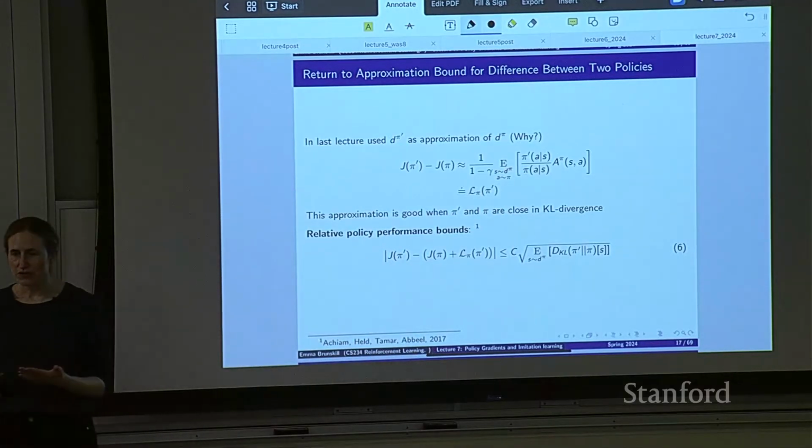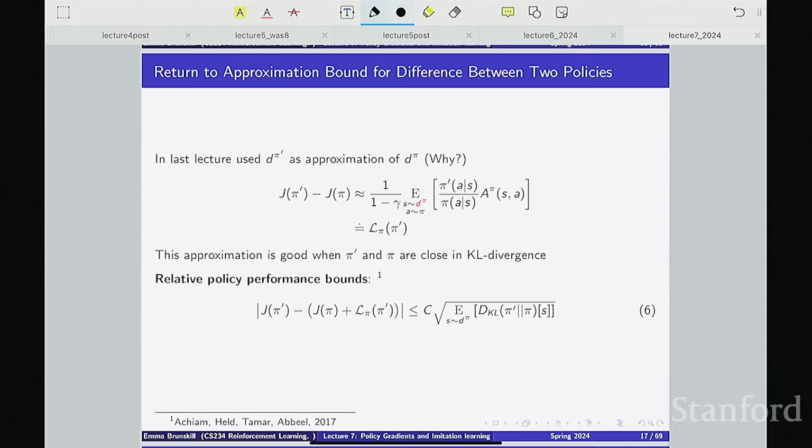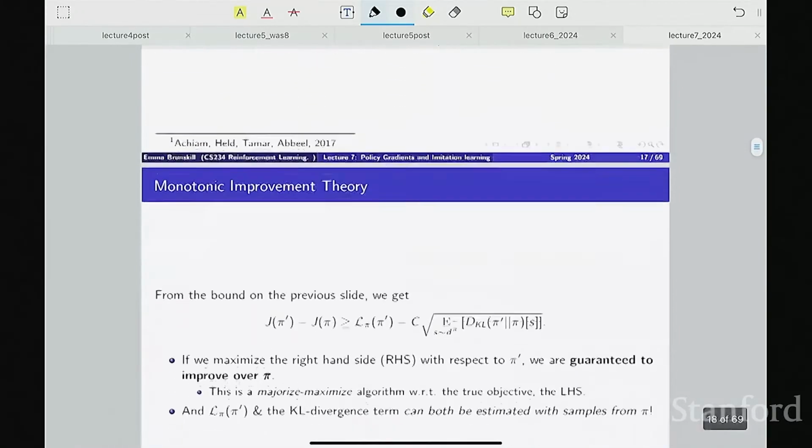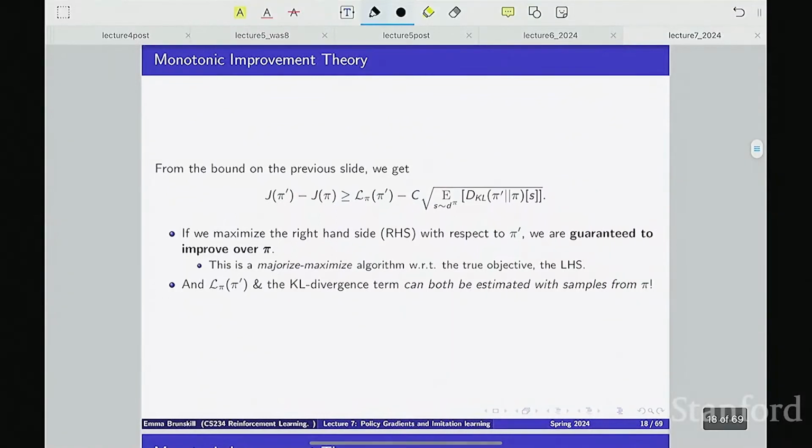And what was proven was that if your two policies have a close KL divergence in terms of the actual actions they take, then you get this bound on performance. Okay, so it said this approximation is not too bad. And in particular, we get this monotonic improvement theorem. I'll just write down that J of pi is equal to V of pi. Some people use J, some people use V. We mostly use V in the class.